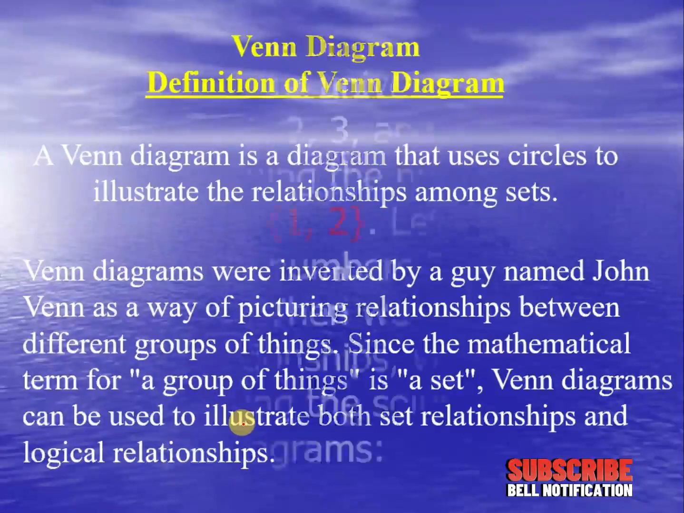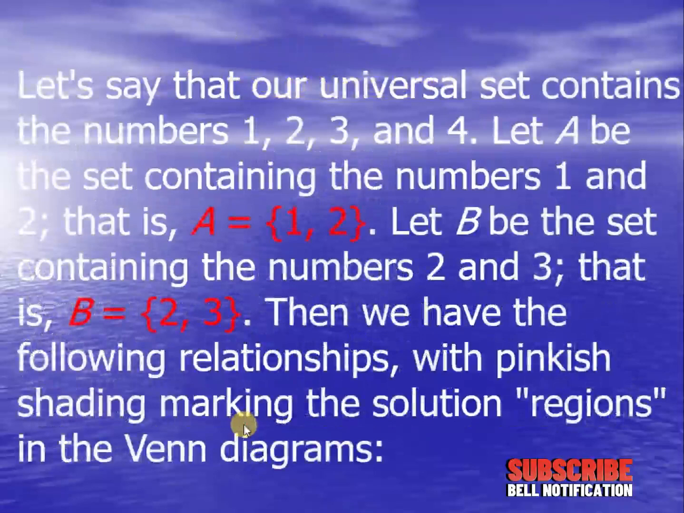Okay, so we go further. Let's say that our universal set contains the numbers 1, 2, 3, and 4. When we talk about the universal set, like I said earlier, the universal set is a set housing all the other sets. All the other subsets come out of the universal set. So the universal set we take here is 1, 2, 3, and 4. And now let's say there's a subset A, the set containing the numbers 1 and 2. So A is the set 1 and 2, and a set is denoted by what?